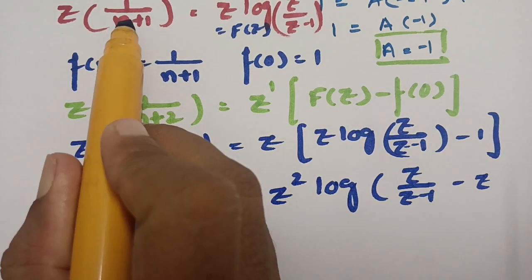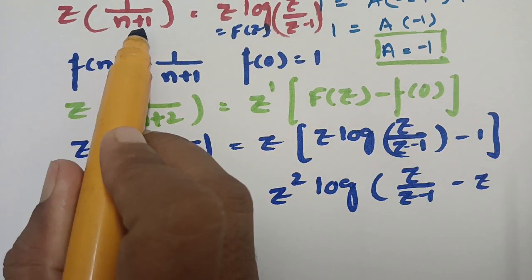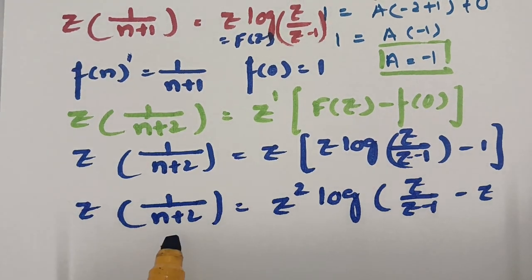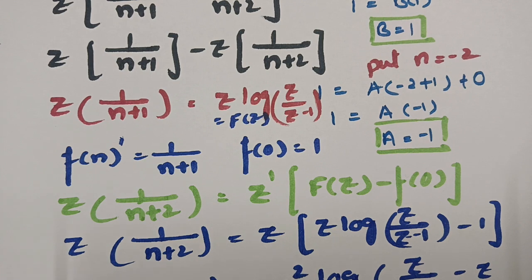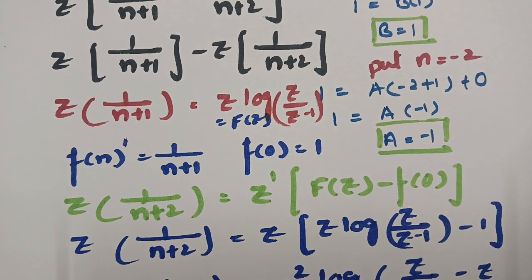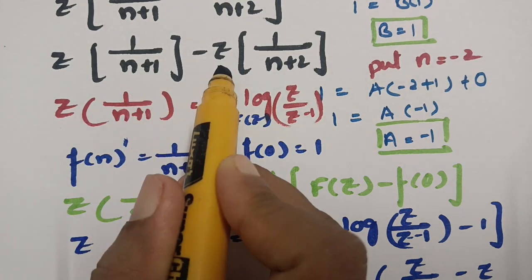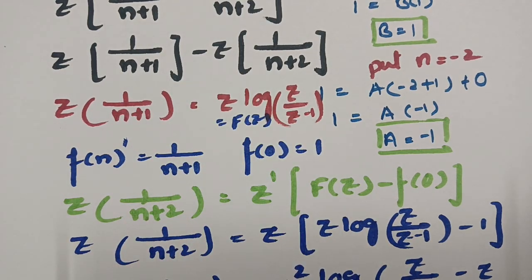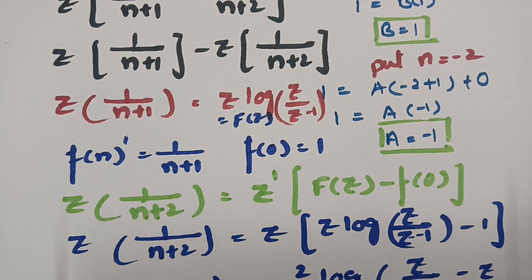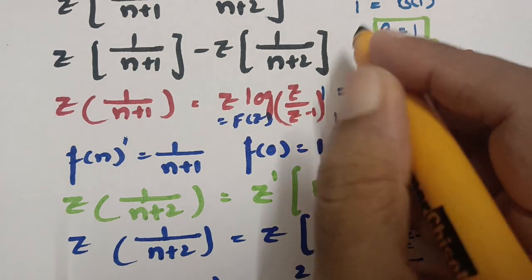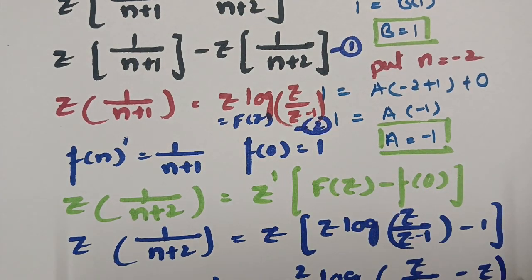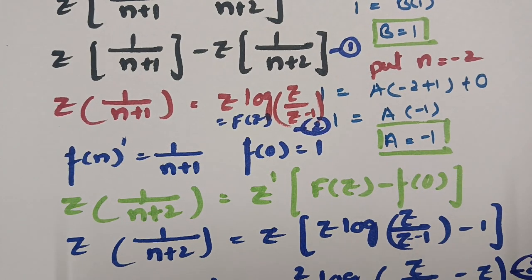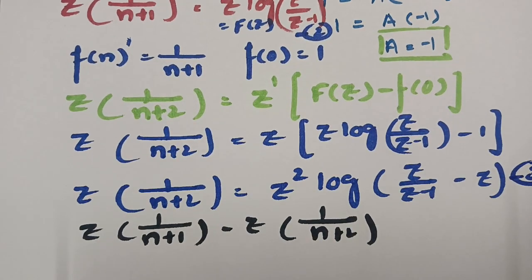So we got both values, that is the Z transform of 1 by n plus 1 and the Z transform of 1 by n plus 2. So I am substituting here: the Z transform of 1 by n plus 1 minus the Z transform of 1 by n plus 2. This is equation 1, this is equation 2 and this value is equation 3. So now putting the second value and third value in this one.